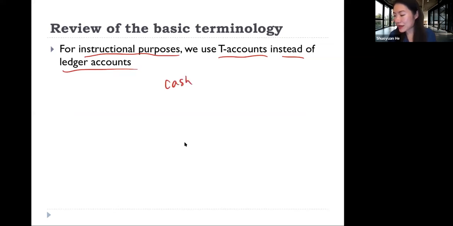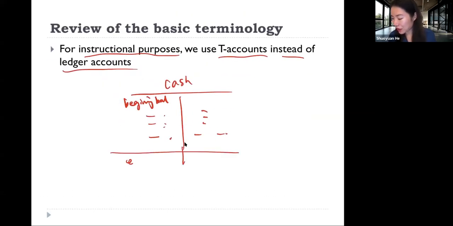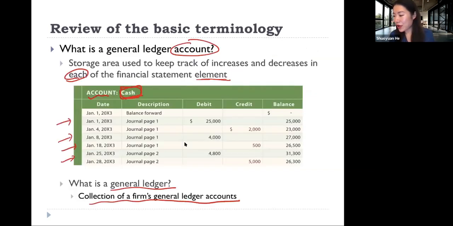We write it as cash. We have a beginning balance, and we have all of the increases in cash here, all of the decreases in cash at the right-hand side. And then we're going to have an ending balance. So this is called a T account. It looks like a letter T. We use it to represent a general ledger account in the classroom. So you're not going to see it when you go to practice unless you just want to illustrate something to your boss. What you are going to see in practice is probably something more like this.